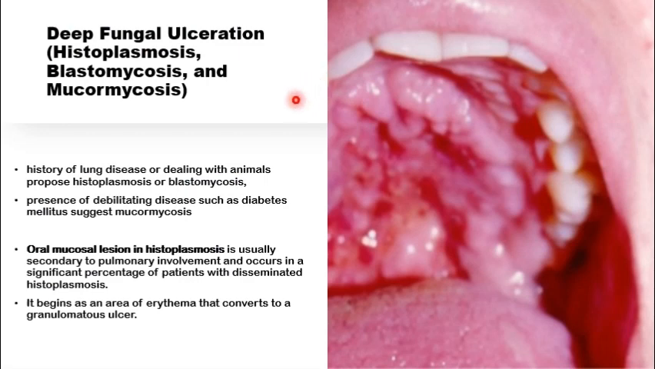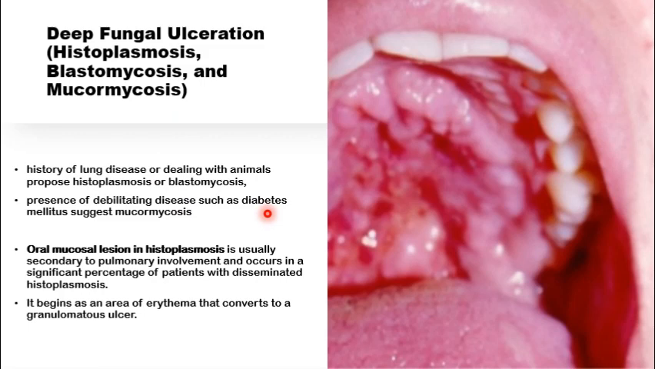And we move to oral ulcers caused by a group of fungal infections, deep fungal ulceration, including histoplasmosis, blastomycosis, and mucormycosis. For the first two, there is usually a history of lung disease or dealing with animals. In mucormycosis, there is usually a debilitating disorder such as diabetes or immunocompromised subjects.